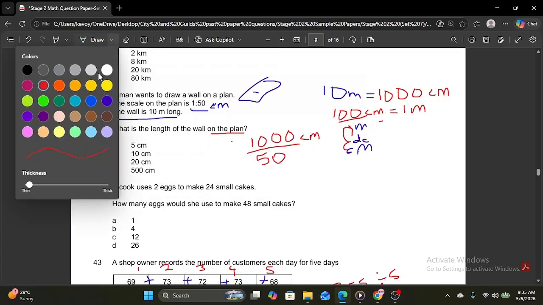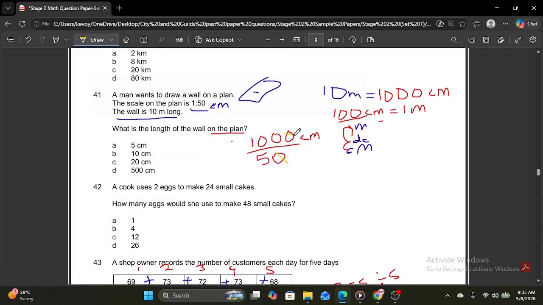So 0 cancels 0. 5 into 100, that would be 20. So the answer right there is 20 centimeters. That is the actual length on paper. And if we multiply the 20 times the 50, just like the scale here, 1 to 50, 20 centimeters times 50 will give you back the 1,000 centimeters. So that is the length on the paper.